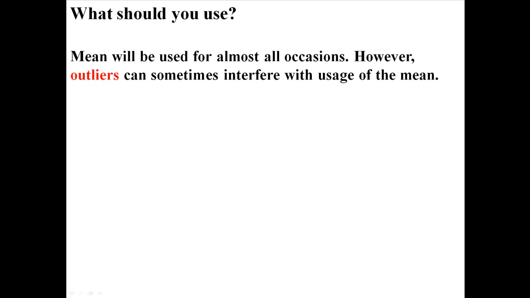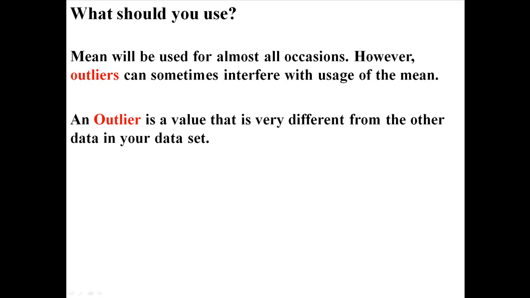So the question comes to, what should you use to find central tendency, mean, median, or mode? So most of the time in the future, we're going to be using mean for just about everything. However, there are times when you don't want to use mean. Like for example, an outlier can interfere with your usage of the mean. So what is an outlier? An outlier is a value that is very different from the other data within your data set.